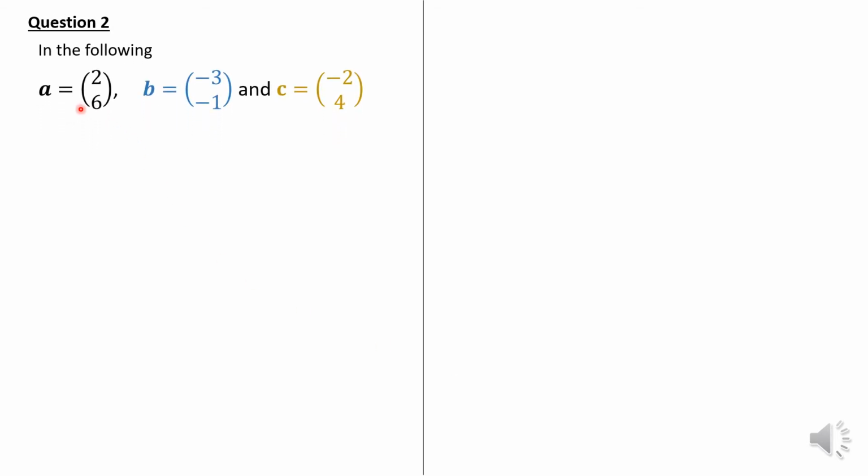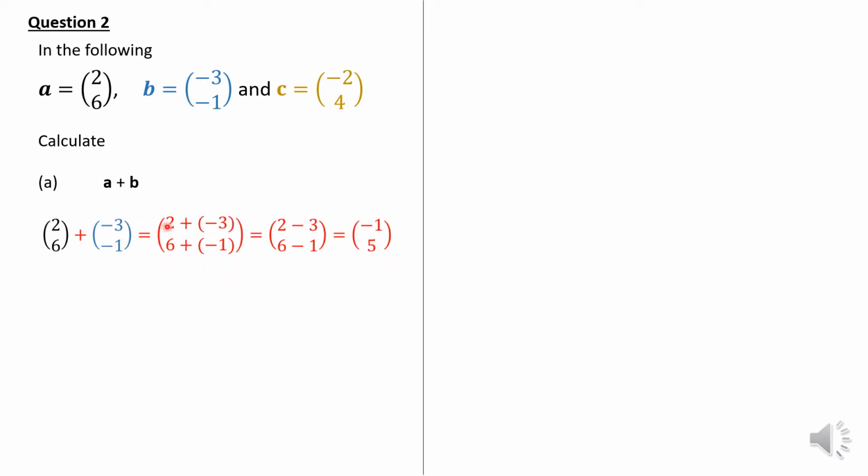Right, the second question here, they are saying in the following, so you have got vector A here, (2, 6), vector B, (-3, -1), vector C, (-2, 4). So you were supposed to add here, find the sum of vector A and vector B. So you just add the components, the X components together, and then you add the Y components together, right? 2 plus -3 is the same as 2 minus 3, that gives you -1, and 6 plus -1 is the same as 6 minus 1. It gives you 5. Remember, when you have two different signs here, you tend to change it to a minus.